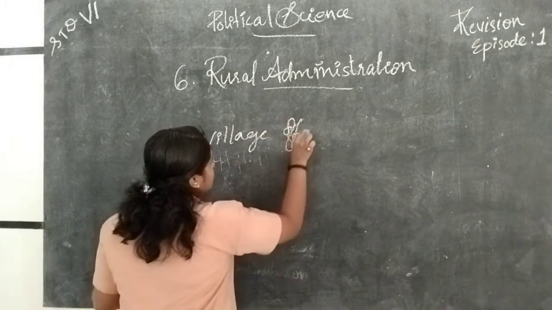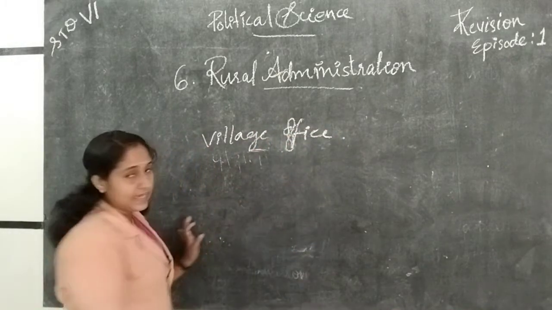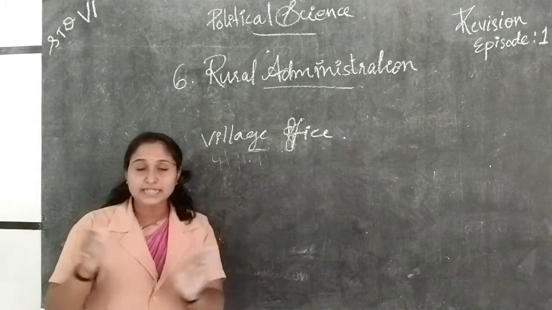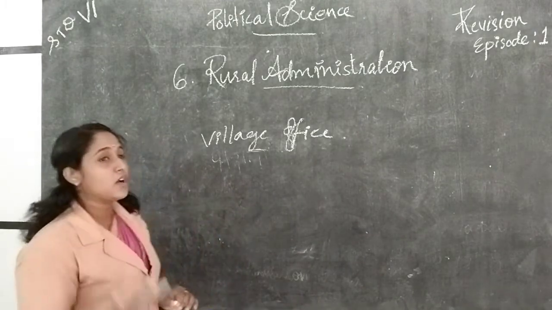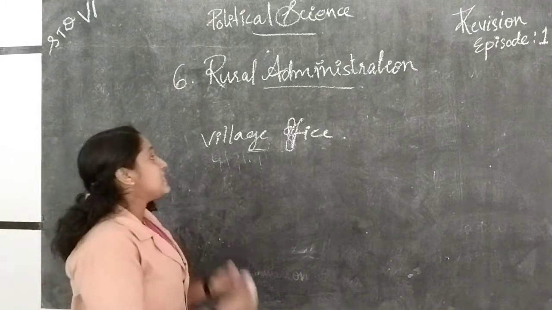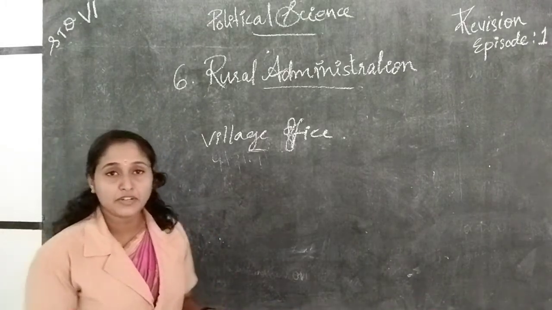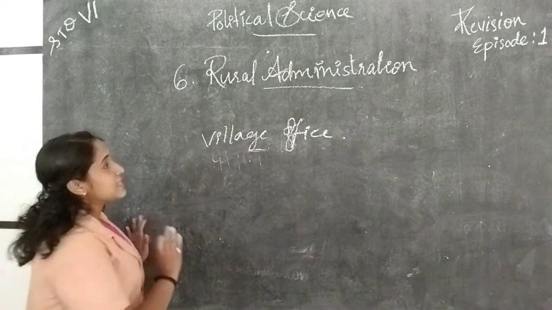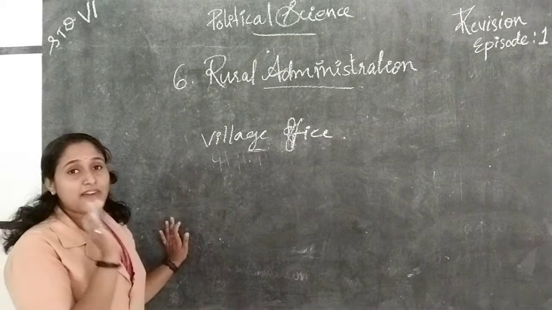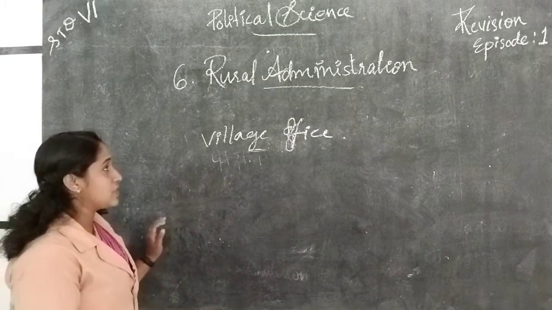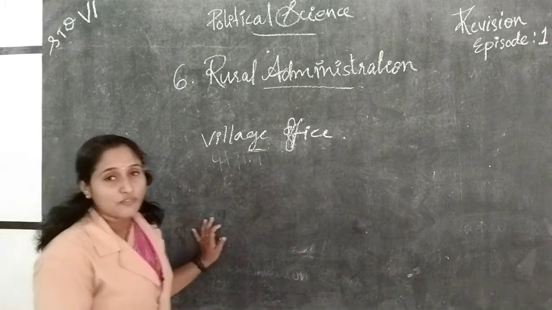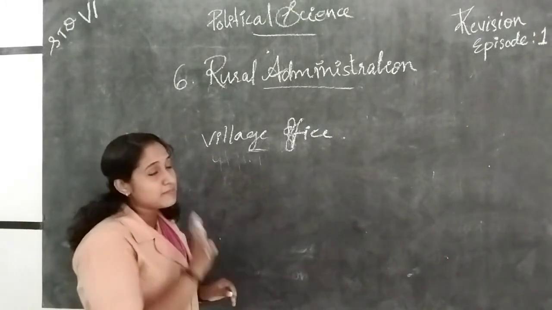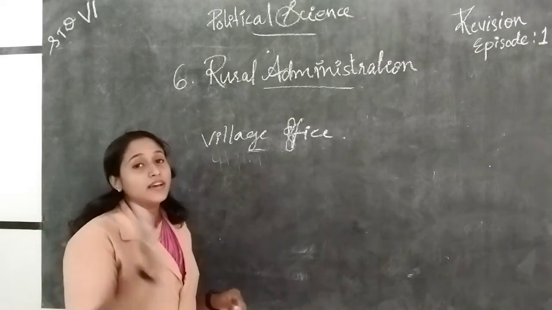Based on the village office, who collects the land records and the revenue records, who maintains these records, and what kind of plans are implemented for the development of that particular village? These kinds of activities are done through the village office, mainly the village officer, that means the patwari.